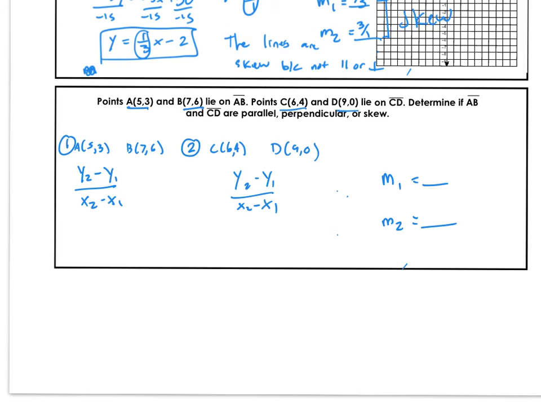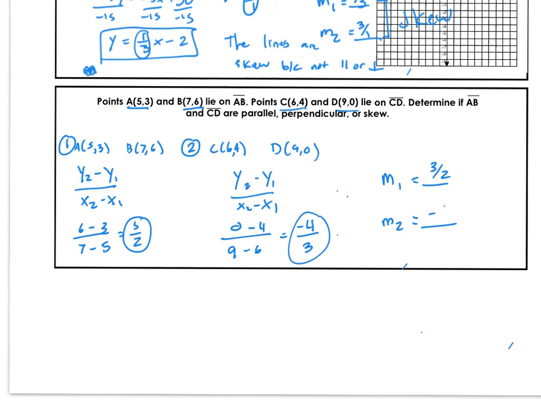All right, and now we'll just plug in. So y2 is 6, y1 is 3. x2 is 7, x1 is 5. So when we do that, we get 3 over 2 as our first slope. All right, so m1 is 3 over 2. For m2, our y2 is 0, y1 is 4. x2 is 9, x1 is 6. So for this one, we get negative 4 over 3. And that is our slope for that one.